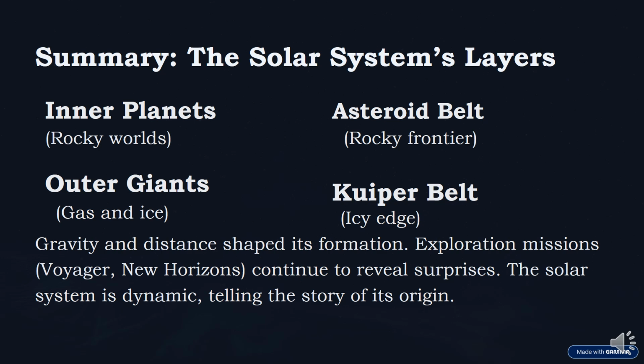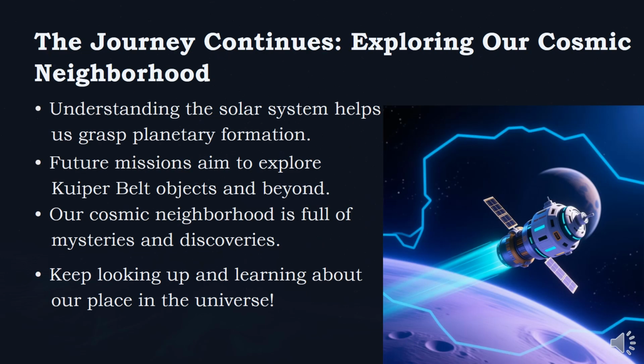Exploration missions, Voyager and New Horizons, continue to reveal surprises. The solar system is dynamic, telling the story of its origin. The journey continues, exploring our cosmic neighborhood. We have to understand that the solar system helps us to grasp planetary formation. Future missions aim to explore Kuiper belt objects and beyond. Our cosmic neighborhood is full of mystery and discoveries.